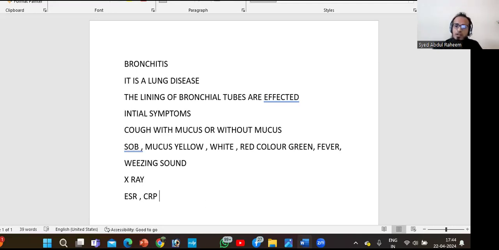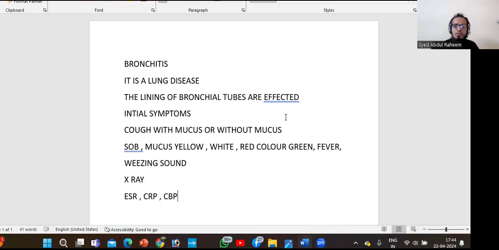So initially, we try to examine the lungs directly. After that, the blood CBP is also sometimes needed. So these are the basic investigations of choice in bronchitis, to see the inflammation, and the X-ray to see whether there are any other possible problems in the lungs. So X-ray and ESR, CRP are the basic investigations.